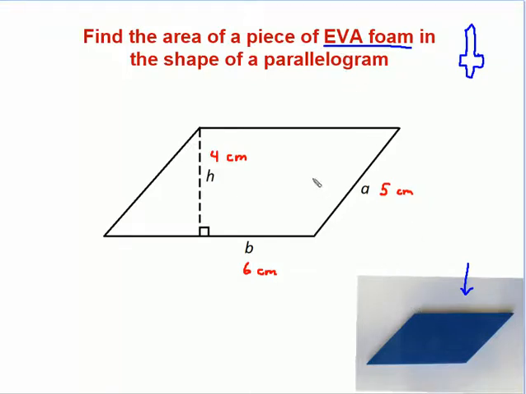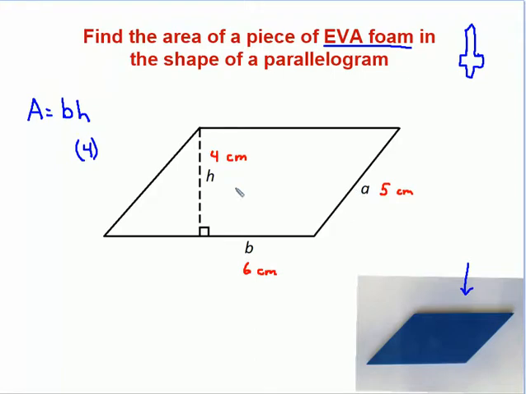So here we have this EVA foam, and it's in the shape of a parallelogram. How can we find the area? And you'll remember the formula, right? The area is equal to the what? Is it length times width? No! It's base times height. All right, so where is my base? Well, in this case, my base is the one that this little height line is connected to. Here's my height. My height is 4 centimeters. That's the little dotted line. So we'll put that there. Height.